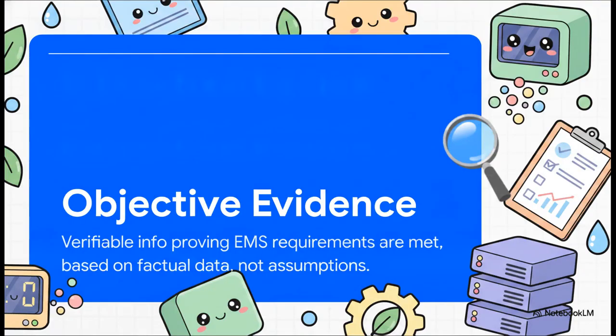The absolute bedrock of any credible audit is objective evidence. It simply has to be verifiable. It's the strict difference between an employee just telling you, "Oh yeah, sure, we monitor our emissions," and you independently verifying the calibrated digital outputs from an emissions monitor right there from your command center screen. It's factual data, it's completely free from assumptions or subjective bias, and it proves that the Environmental Management System, or EMS, is actually working in the real world.